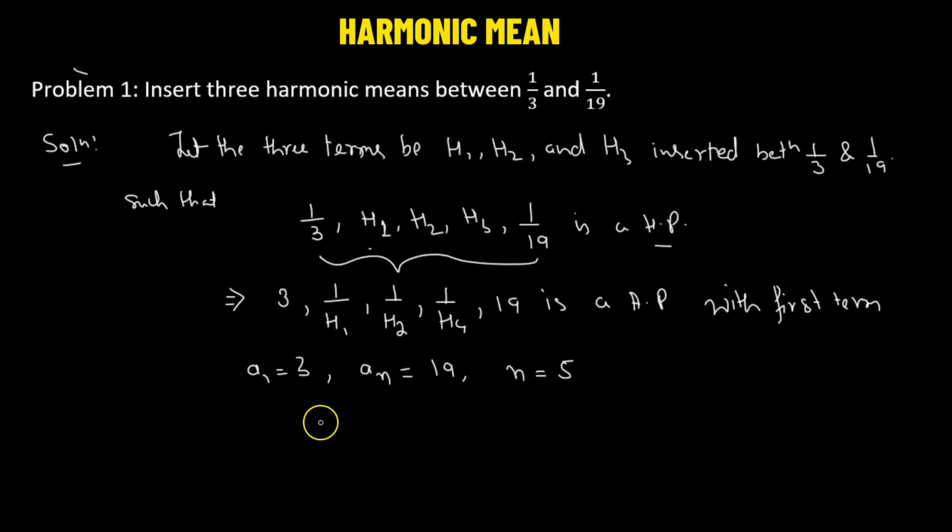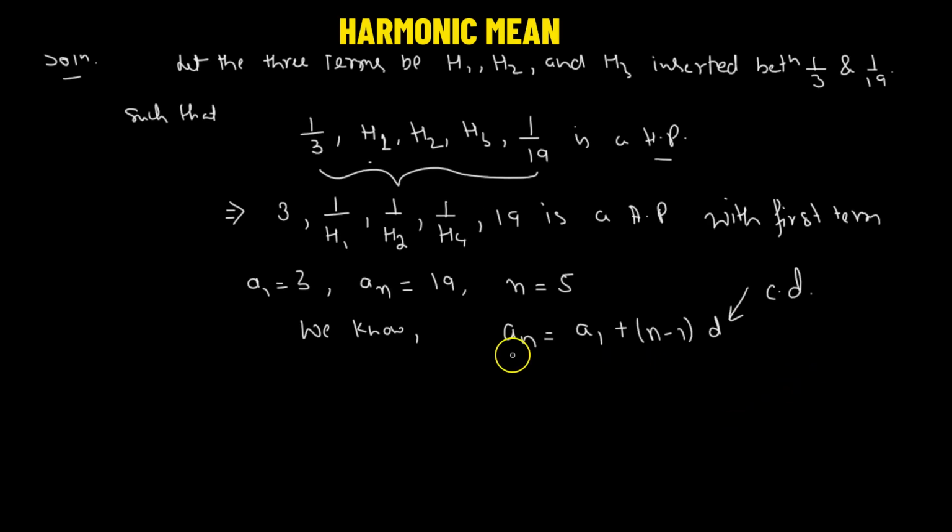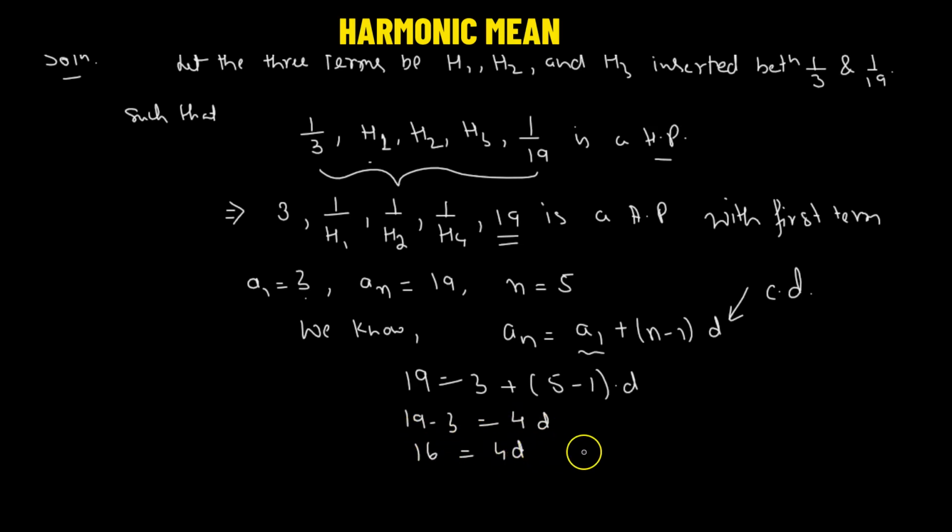We know that the nth term of our arithmetic progression is given by the formula: first term plus n minus 1 times the common difference d. We replace the value of an with the last term, 19. So 19 equals the first term 3 added to n minus 1, where n is 5, times the common difference d, which we don't know yet. So 19 minus 3 equals 4 times d. 19 minus 3 is 16, so 16 equals 4d. Solving for d, d equals 16 over 4, which is simply 4.